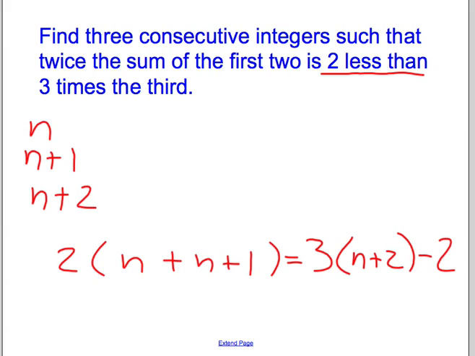Such that twice means 2 times. Yeah. 2 times a sum. So I put the 2 times a set of parentheses, and inside that parentheses I'm going to write the sum that it's asking for. The sum was of the first 2. This is your first one. This is your second one. So n plus 1. Is there like a special name for those? Consecutive integers. That's all they're called? This type of problem is a consecutive integer problem. Right? And when you see this, find 3 consecutive integers.